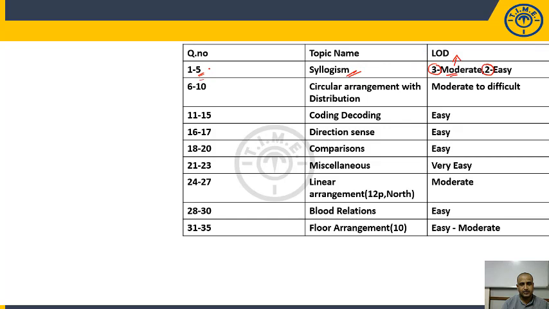Each question can be completed in less than 45 seconds. If we don't have the possibility, it can be completed in much less time than this 45 seconds.